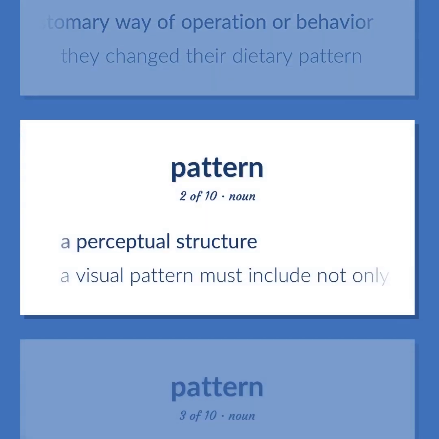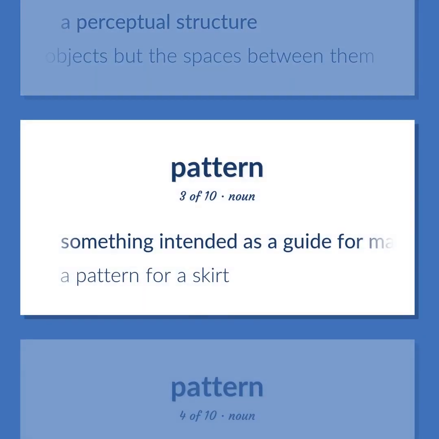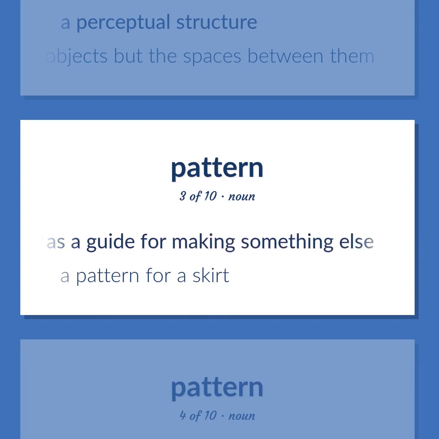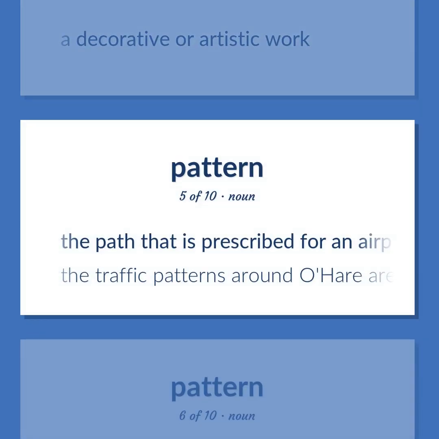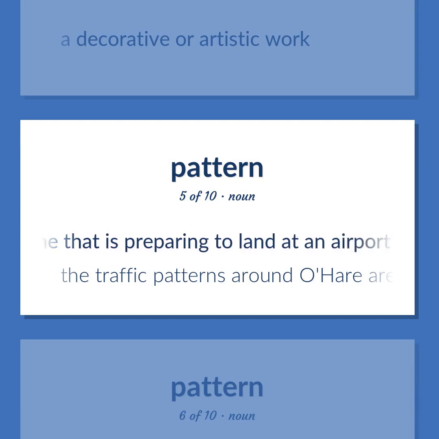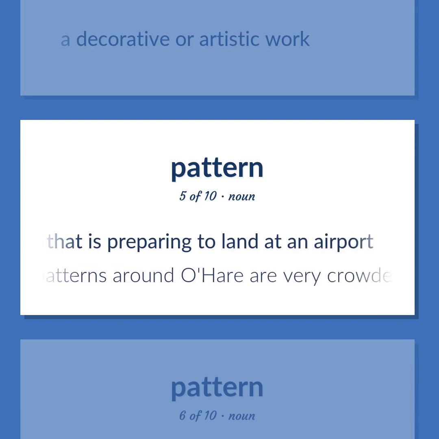A perceptual structure. A visual pattern must include not only objects but the spaces between them. Something intended as a guide for making something else. A pattern for a skirt. A decorative or artistic work. The path that is prescribed for an airplane that is preparing to land at an airport. The traffic patterns around O'Hare are very crowded.